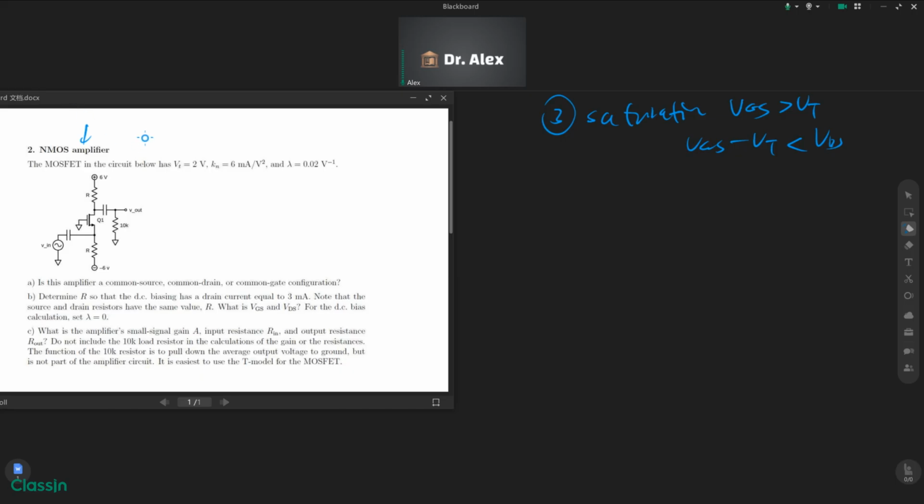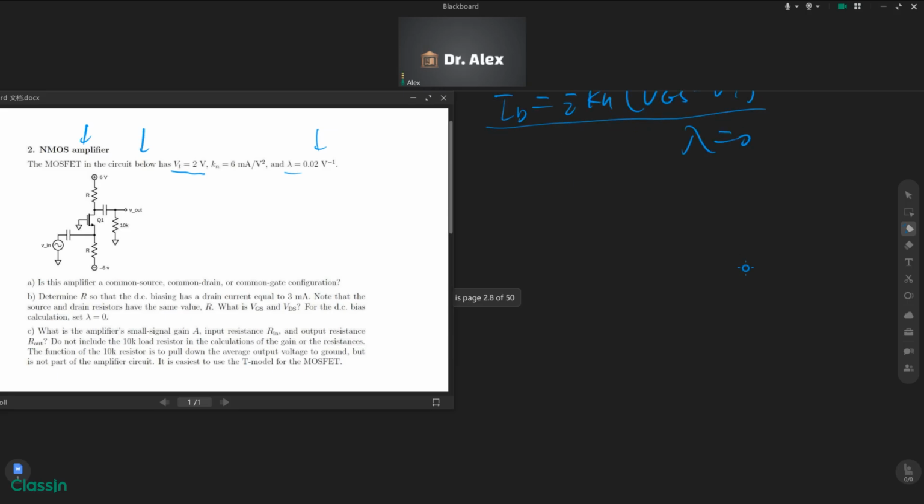So we will focus on this question itself. In this question, the threshold voltage is 2 volts, and Kn is 6 milliampere per square volt, and Lambda is this number. As we know from our textbook, in the saturation region, ID has this relationship with VGS, like this. This equation is valid with lambda equal to 0. So remember it.